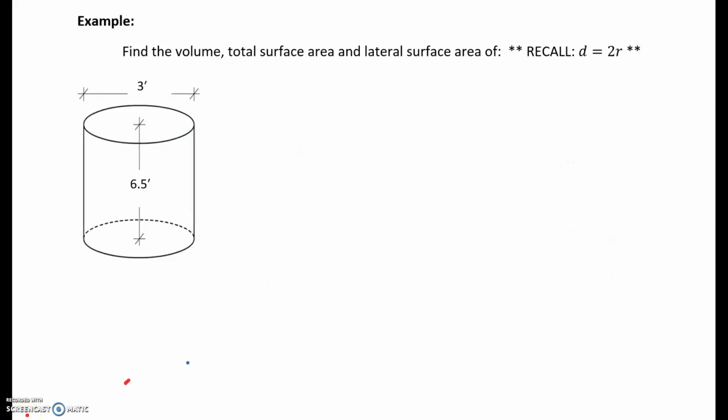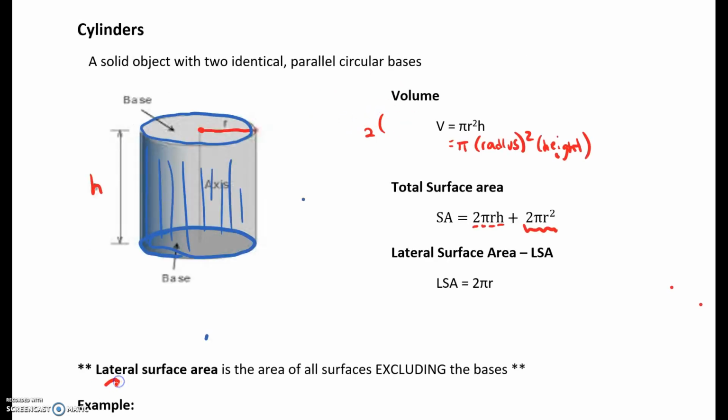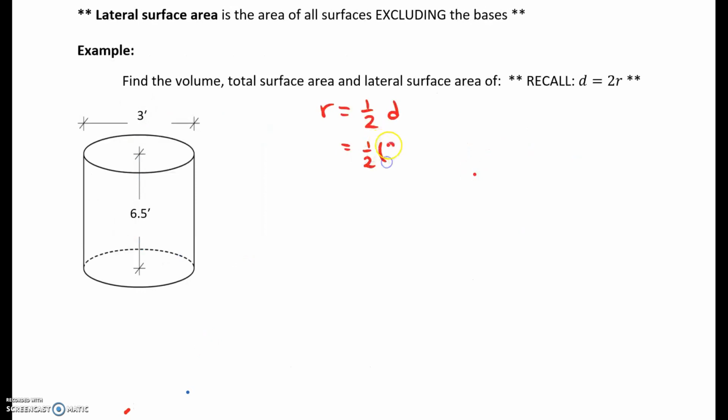An example. We have a cylinder shown. Find the volume, total surface area, and lateral surface area for the shape. Sometimes cylinders are drawn with the diameter length given instead of the radius. We have to remember that diameter is just twice the radius, or the radius value is going to be half of the diameter value. If our diameter value is 3 feet, the radius value is half of 3 feet, which is equal to 1.5 feet.